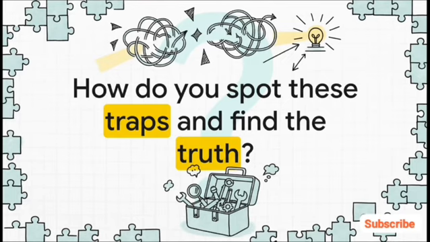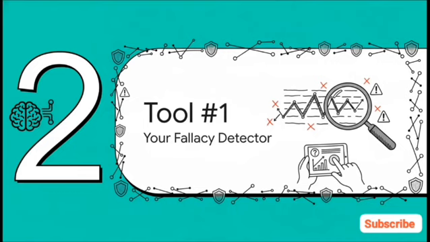Okay, so now we know these traps exist. The big question is, how do we turn that knowledge into a skill we can actually use? Well, let's start building our toolkit. Time for tool number 1. Think of this first tool like a software update for your brain. It's your own personal fallacy detector that helps you scan arguments as they come in and flag the ones that are trying to pull a fast one on you.